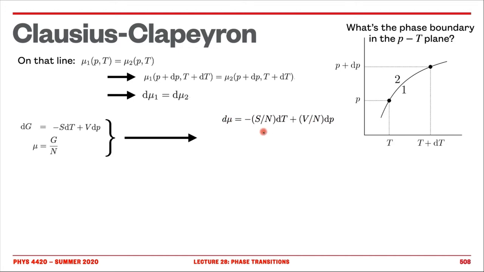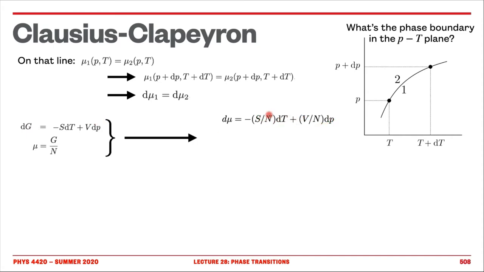There is no mystery here. I simply divided the left and the right hand side of this equation by n. So I ended up with dg over n, which is d mu, equal to minus n s over n dt plus v over n dp. But that's all I did.